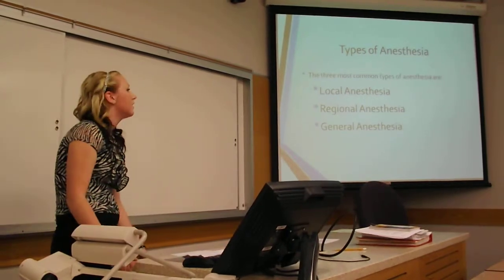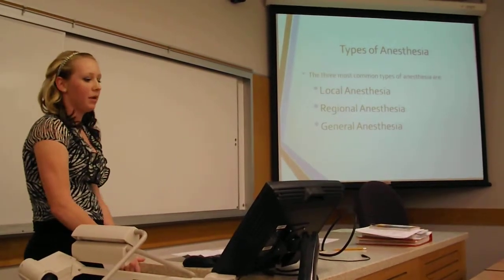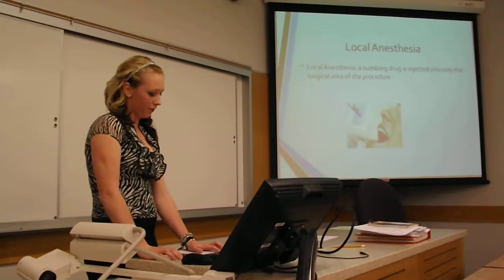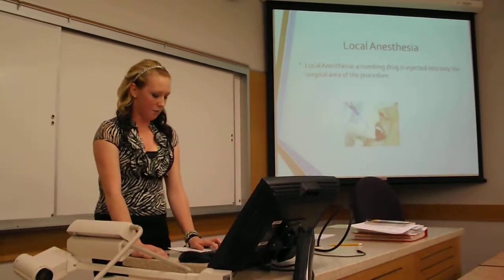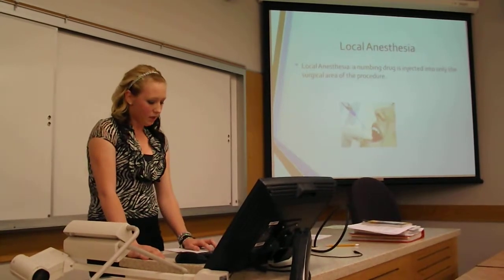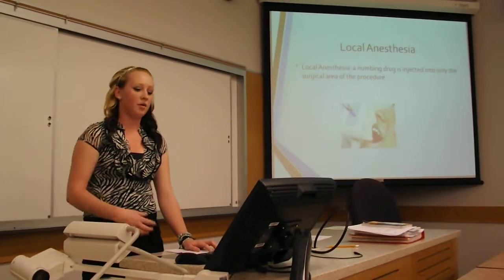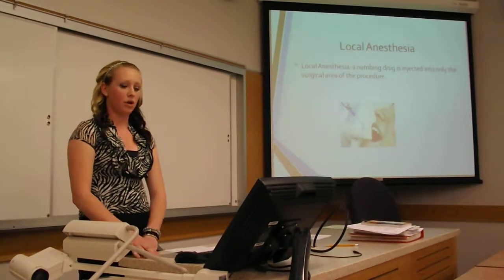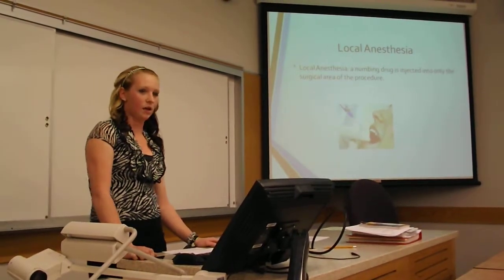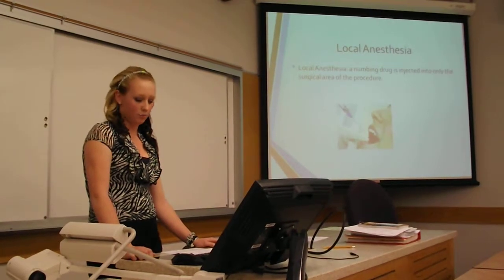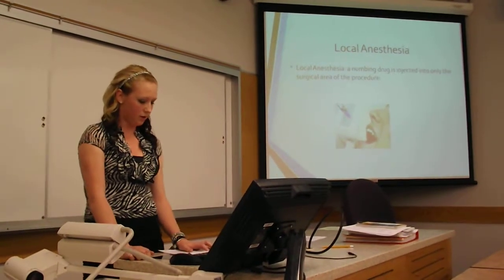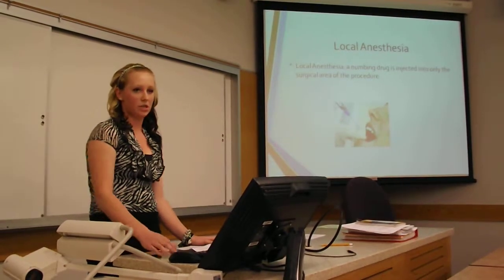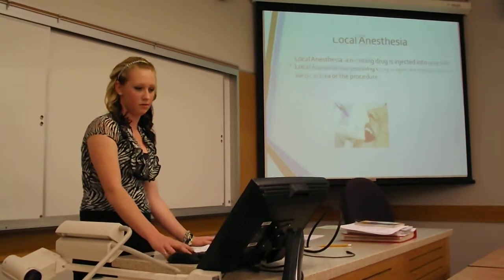So there's 3 types of anesthesia that are the most common. There's local, regional, and general. For local, it's a numbing drug that is injected directly into the surgical area of the procedure. During local anesthesia, the patients are awake, and they get a relaxant to make them calm down. And it inhibits sensory perception in a specific location on the body, such as the teeth.